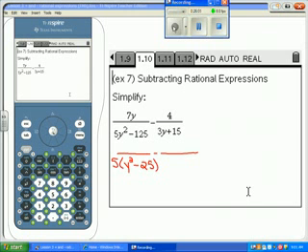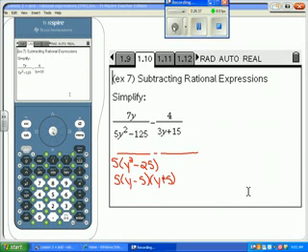Y squared minus 25. Seen that before, right? Y minus 5 times y plus 5 is how that factors out. How have I seen that? A difference of two perfect squares. I've shown you a difference of two perfect squares a million times now. It is a specific one that you have to know.